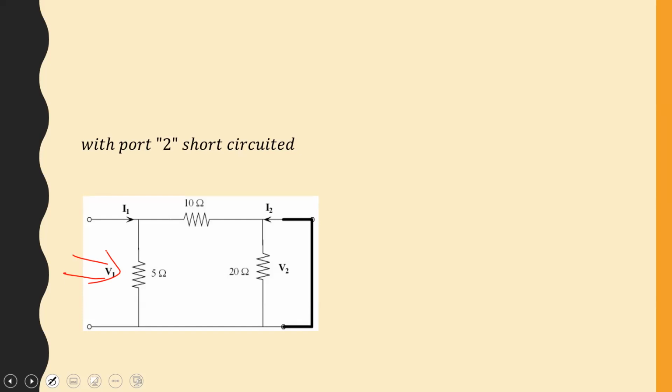Anybody disagree with that? What do you say, Mr. Marsh? I would say the 5 ohms in parallel with the 10 ohm resistor. So it's just 5 in parallel with 10. Agree with you, absolutely. We have a short circuit, so that would have been bypassed.